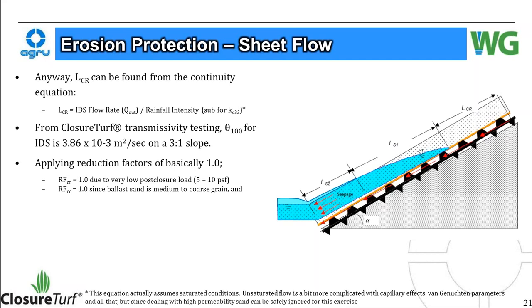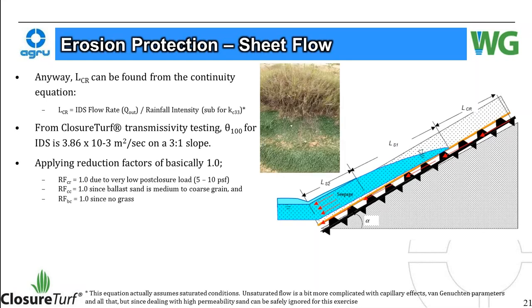Chemical clogging, reduction factor of 1, since the ballast sand is medium to coarse grain sand. It's not a fine grained material, thus the precipitation of finer grained materials or ions from, say, a clay soil aren't going to happen, thus the drainage matrix isn't going to get clogged. And then a biological clogging reduction factor of 1, since there's no grass, there's no roots that are going to penetrate into that IDS system.